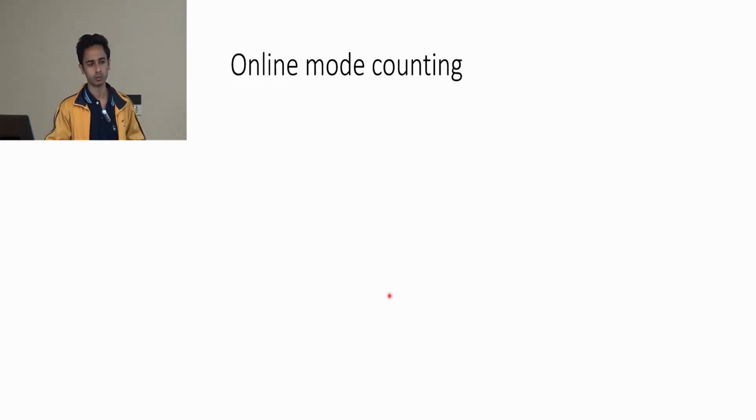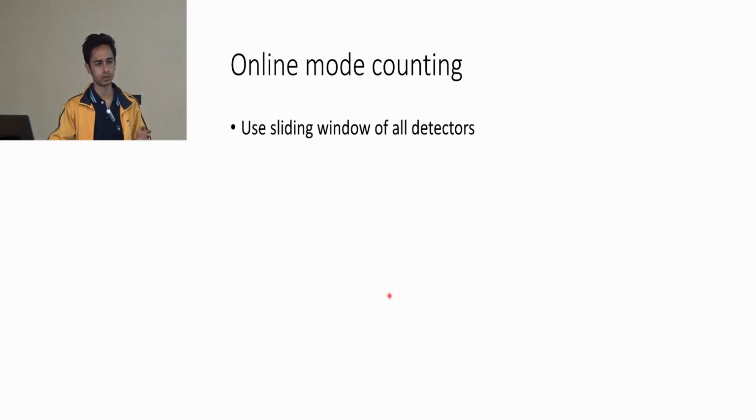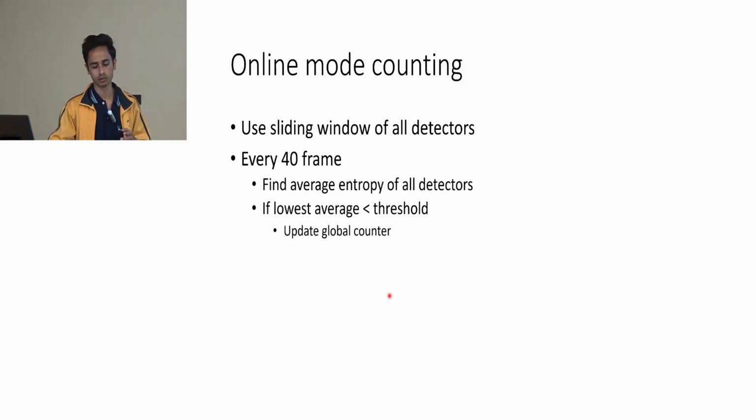For online mode, which is live mode, they use a sliding window on all 3 detectors, and at every 40 frames, they calculate the average entropy of all 3 detectors and use the one with the lowest average. If this lowest average is less than a threshold, they use the number of repetitions given by that detector and update a global counter. Then they reset all these counters and do the same for the next 40 frames.